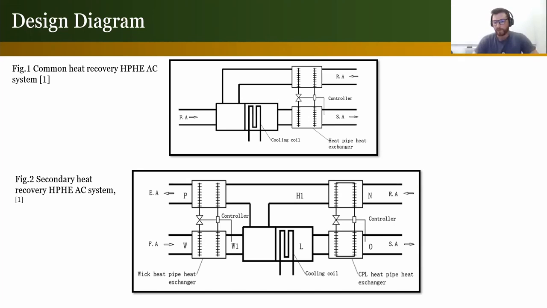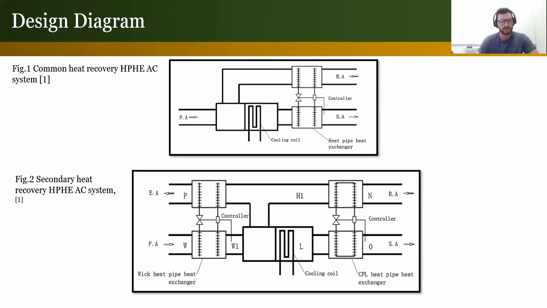Speaking of the fresh air, return air, and all those other things that Jen just brought up, this is a diagram of our design. Figure 1 shows a common heat recovery heat pipe heat exchanger AC system, which is actually even more sophisticated than what you would find in a normal house. In this one, the fresh air goes into a cooling coil, then the heat pipe, and then comes out as supply air, and it's collected again as return air, put back into the heat pipe, and then back into the cooling coil to increase the efficiency.